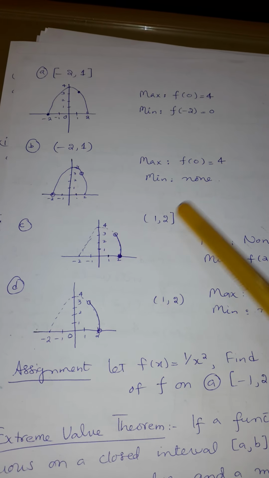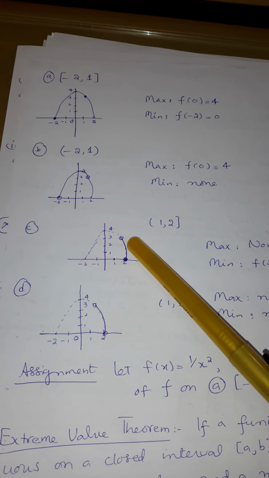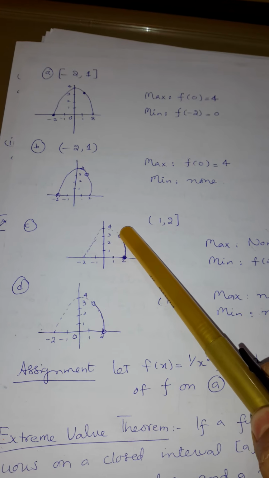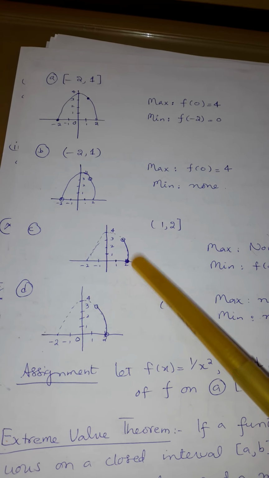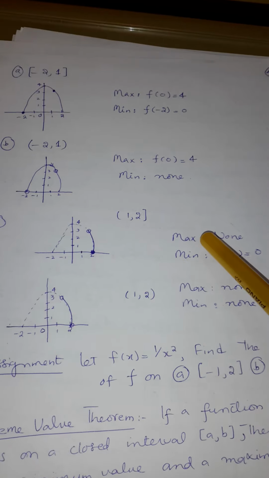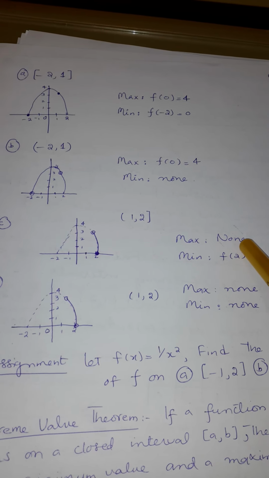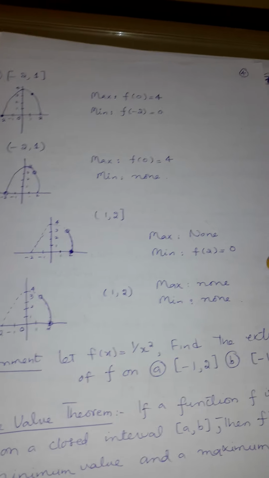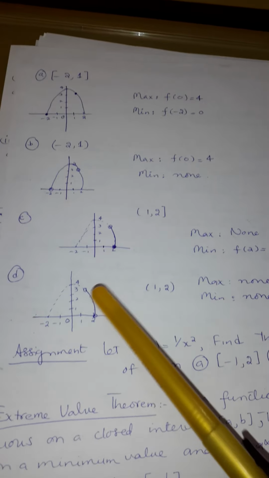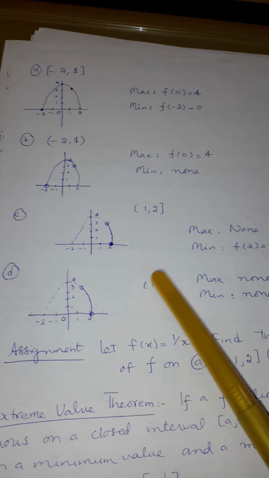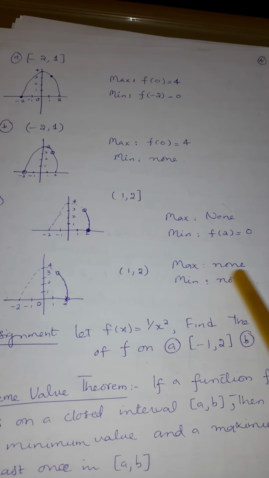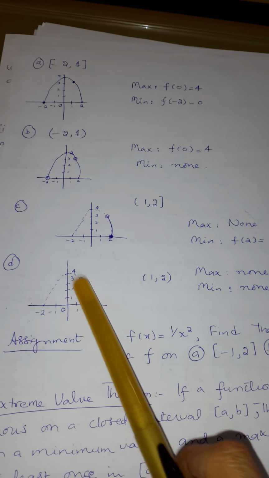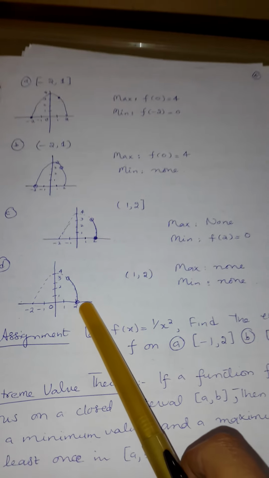Now part C is 1 and 2. Here at point 1 it is a hollow circle, so it is not included in the domain, but at point 2 it is included. Now you can see there is no maximum value of the function, but the minimum value is at point 2, which is 0. Now we have part D, which is the open interval 1 and 2. So there is no maximum value and no minimum value because 1 and 2 are not included in the interval.